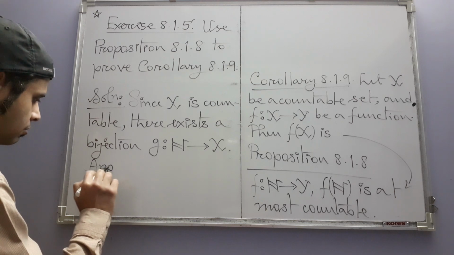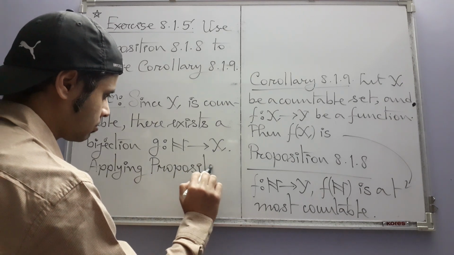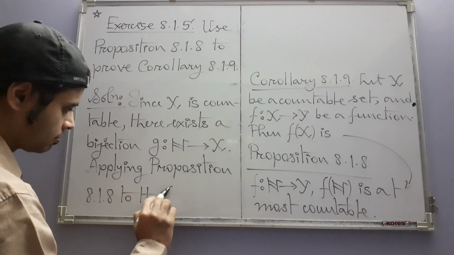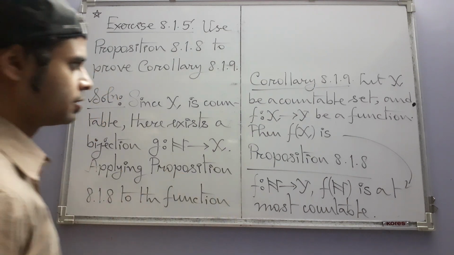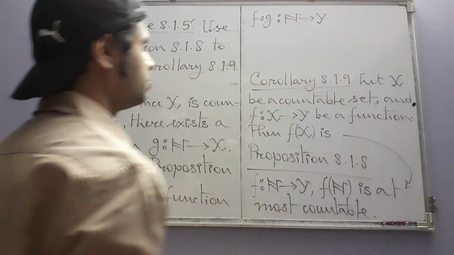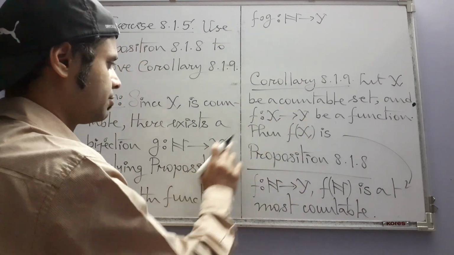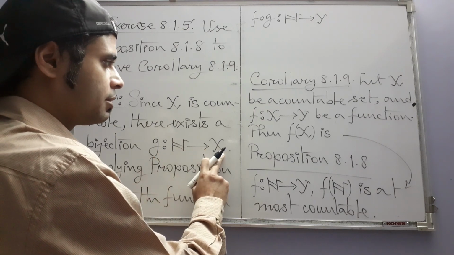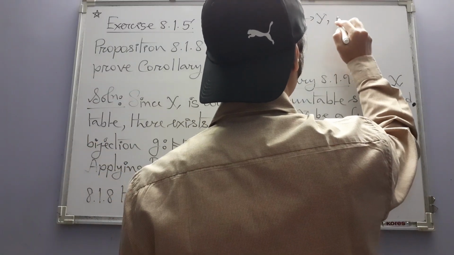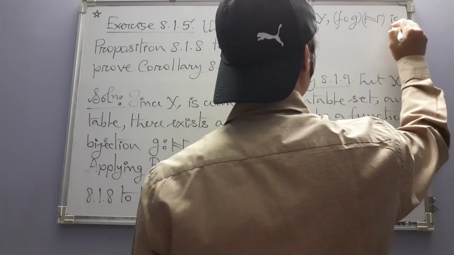Applying proposition 818 to the function f composition g, which maps N into Y. It really maps N into Y, because this f is not this f, we are talking about this f, because g will first of all take us from N to X, and then f will take us from X to Y. So f composition g takes us from N to Y. This image hence is at most countable.